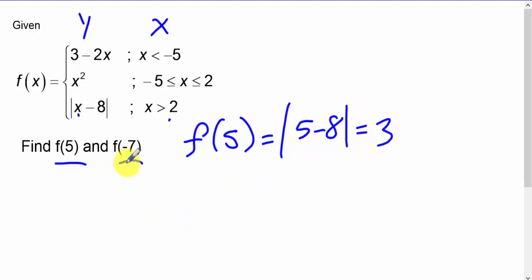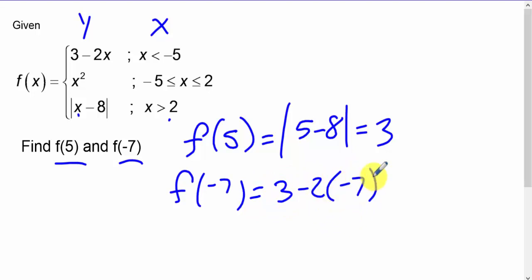Likewise, negative 7, I got to find the interval that works there. So I go back up here and say, is negative 7 less than negative 5? Sure is. So I'm going to go into the first guy and plug negative 7, and I get 3 minus 2 times negative 7. That's going to be 14, and 3 is 17.